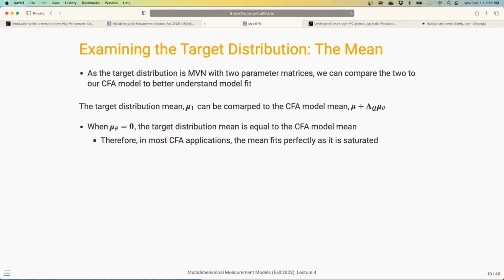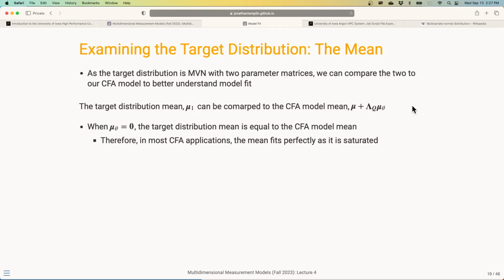Let's look at the mean. The mean vector from the data, from the saturated H1, is mu1. And from our CFA model, it's mu plus this thing right here. Turns out, so long as you freely estimate mu, it's going to match this term, and let's go with mu equals 0, although it's not needed to show this.